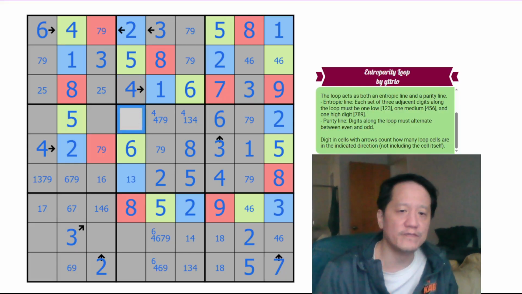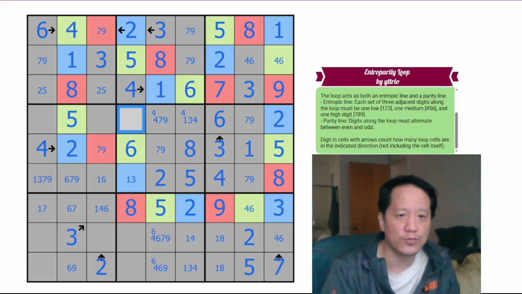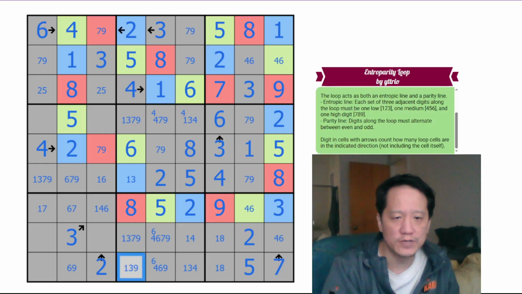Remaining digits of column 5. We have 1, 3, 7, 9. No 7 here. Oh, this 2 eliminates 2 here, so this is 5 and 2.